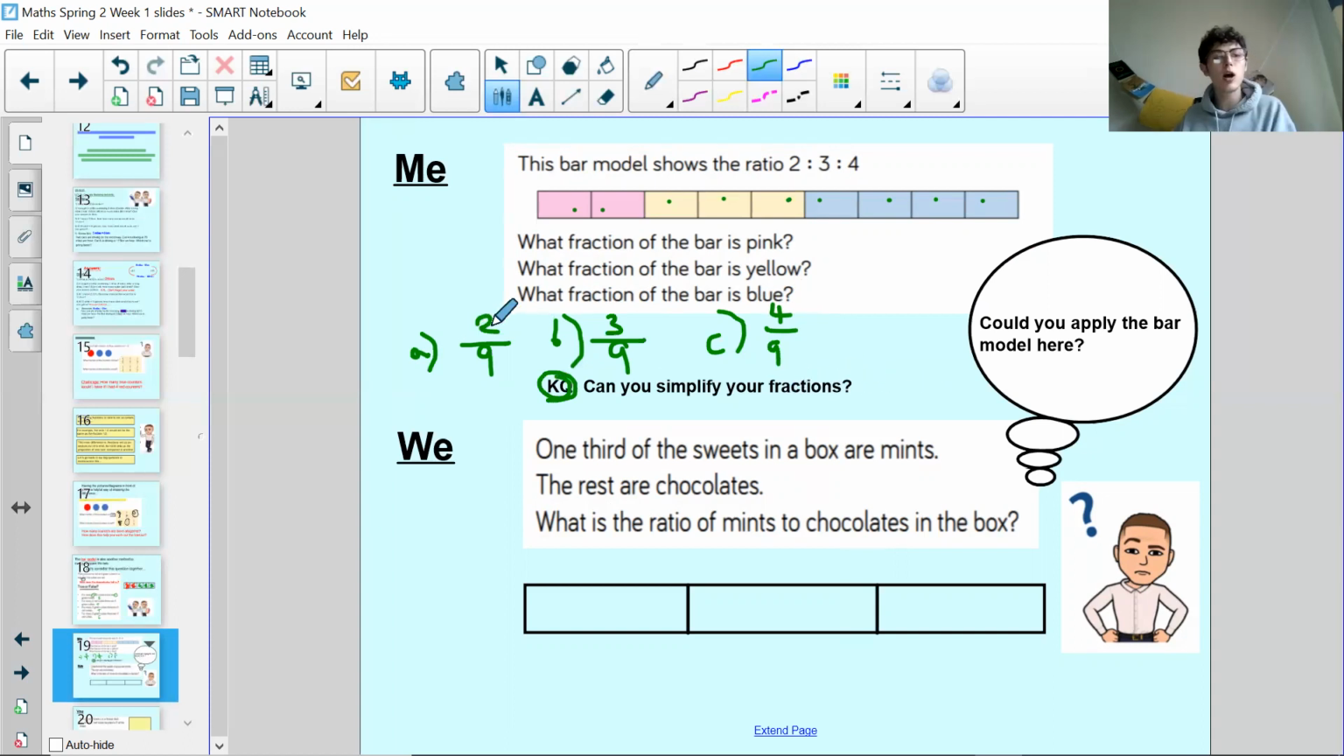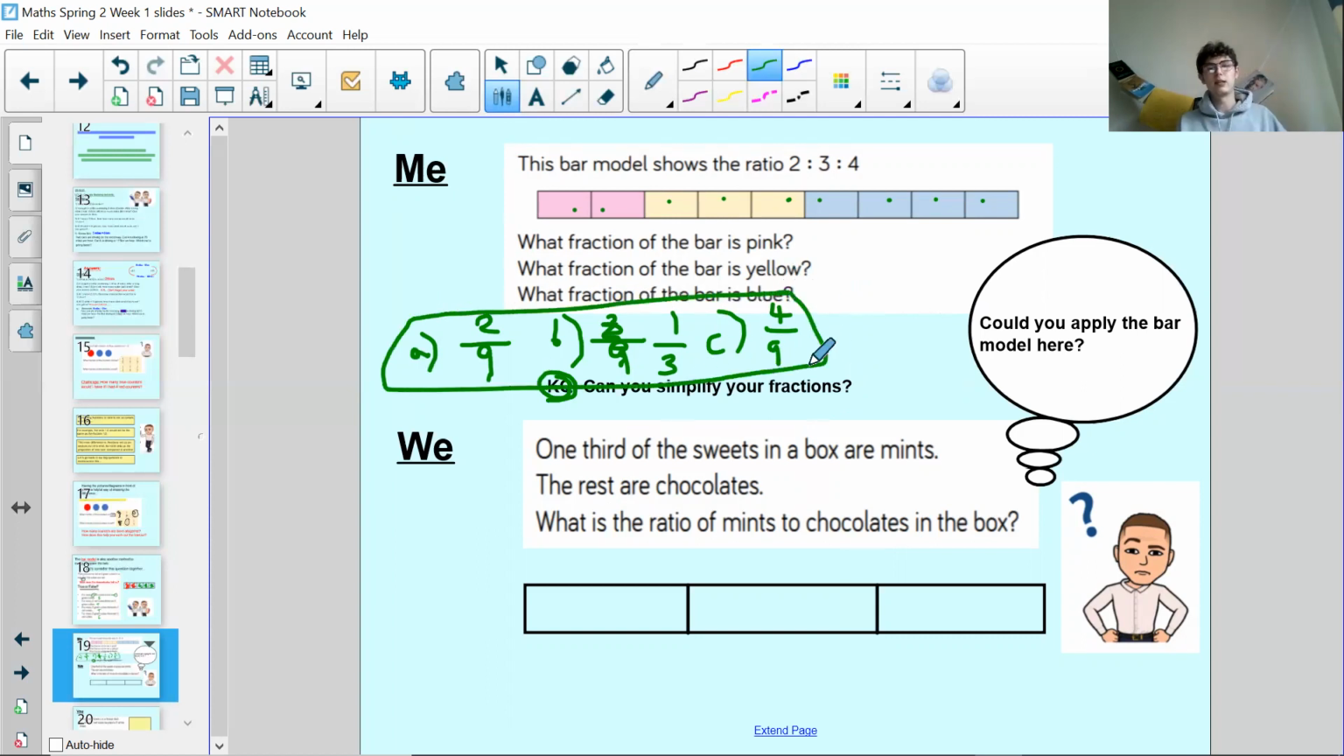So we're going to look over our work. Can 2/9 be simplified? No, it can't. Can 3/9 be simplified? It can, okay? So we can divide by 3 on the top and the bottom. So 3 divided by 3 gives us 1, and 9 divided by 3 gives us 3. So we can simplify our fraction to 1/3. And then 4/9, we can't simplify, okay? But here are our answers.